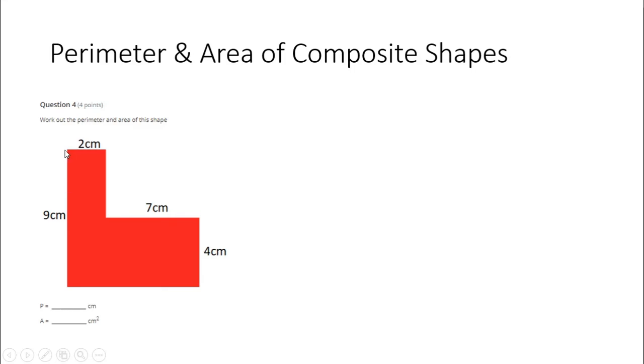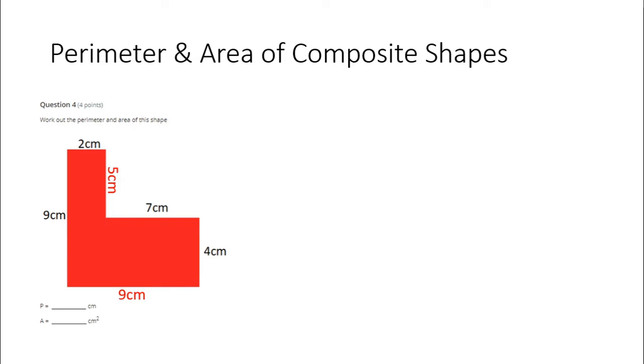If we do 9 and we take away the 4 that we've already got down here, we should be left with 5 centimeters, that last side. And across this bottom horizontal length, you should compare that horizontal length with the other horizontal lengths on this diagram. This is 2 centimeters, and this is 7 centimeters. 2 plus 7 makes a total of 9 centimeters across the bottom.